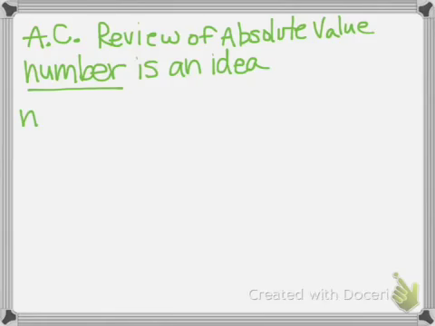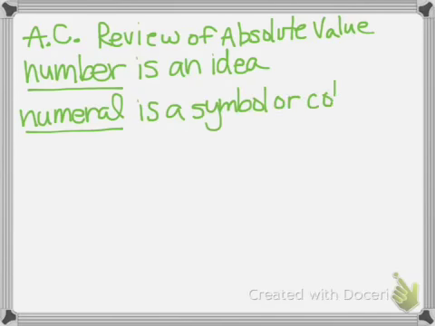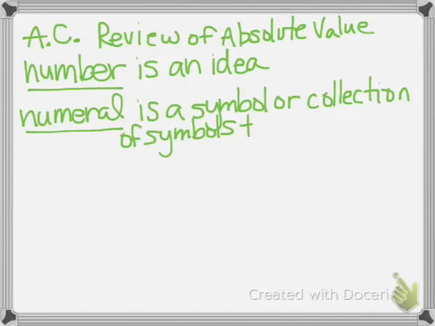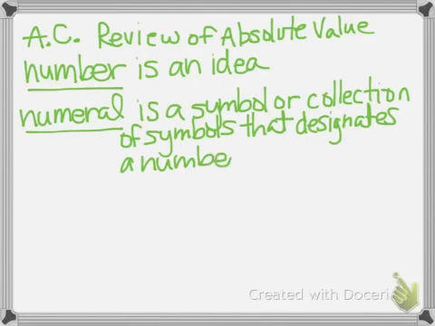A number is an idea, whereas a numeral is a symbol or collection of symbols. So a number is something that represents a quantity, whereas a numeral is the actual number that we're used to seeing. It's a symbol that represents how many that you're seeing. So for example, 3 is a symbol that represents 3 objects. This is also considered a numeral.